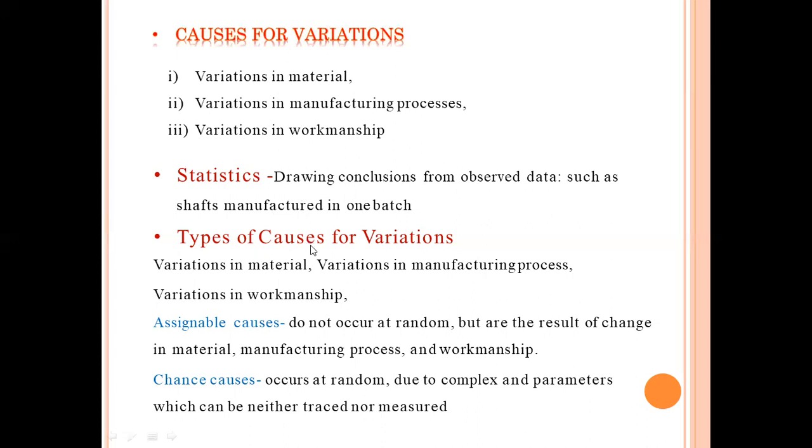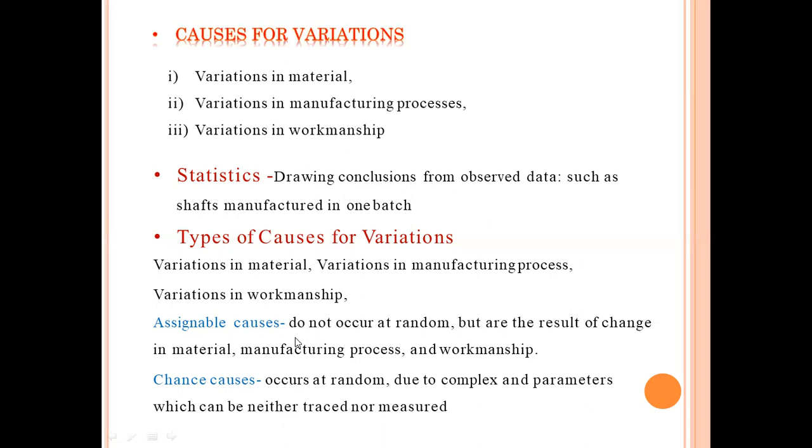Next point is the types of causes of variation. These three, variation in material, variation in manufacturing process, and variation in workmanship, are the causes of variation. Due to these variation causes, there will be types of causes. So first is assignable cause, and second one is chance cause, which is also called a non-assignable cause.